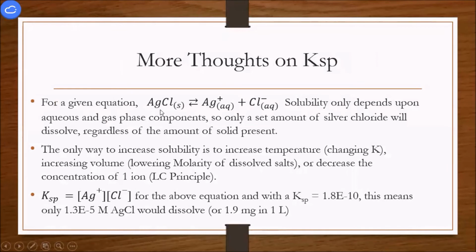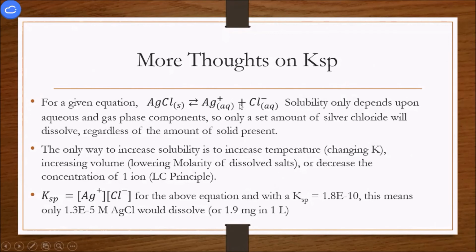So for a given reaction, silver chloride solid goes to silver plus and chloride minus. Remember, for a K expression, we do not include solids or liquids. So what part would only count? The only part that counts is this guy and this guy. So the solubility only depends upon the aqueous and gas phase components. So what that means is, for the amount of silver and chloride in solution, there's only a set amount that will dissolve at a given temperature, regardless of how much solid is present.